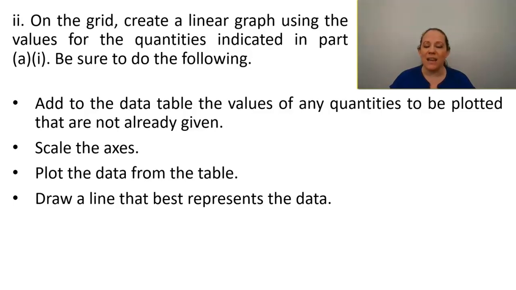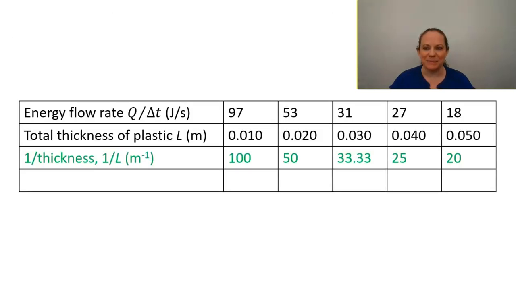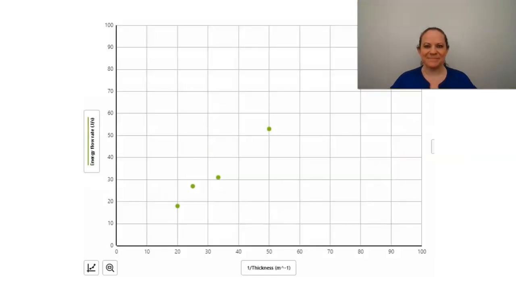So note that I used a plotting software to do this. I did not plot this by hand. So we will need to add 1 divided by the thickness, which is 1 divided by L, measured in per meters, to the data table. You can see that we've done that calculation here. So here is the plot of our energy flow rate versus the inverse of the thickness.